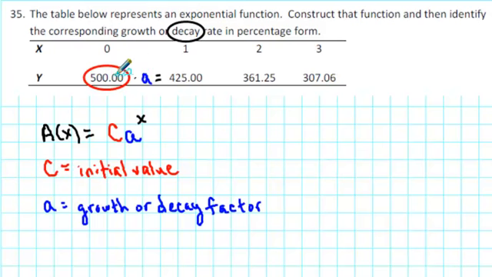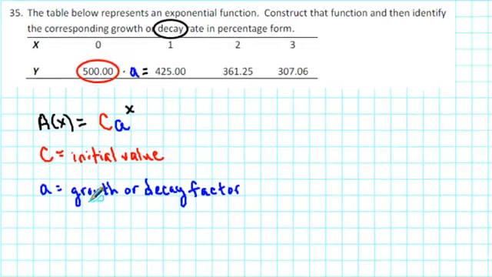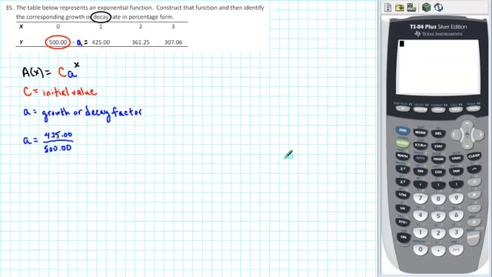So when we take 500 times the decay factor, it has to equal 425. So to figure out a, we simply take 425 and divide by 500. We can use our calculator to evaluate the decay factor. Take 425 and divide by 500. And it comes out to be 0.85.